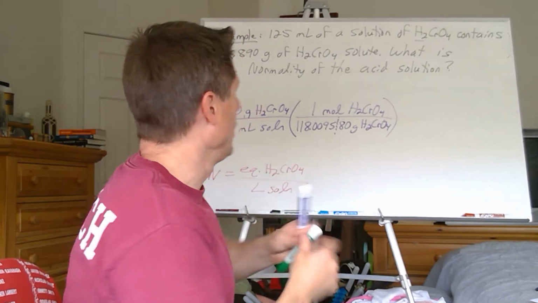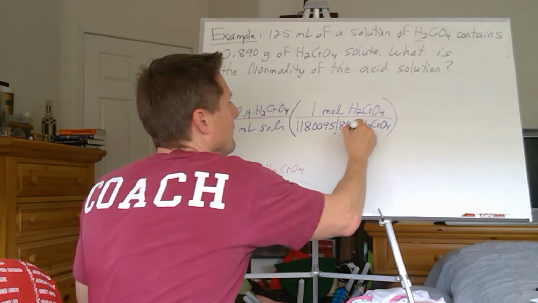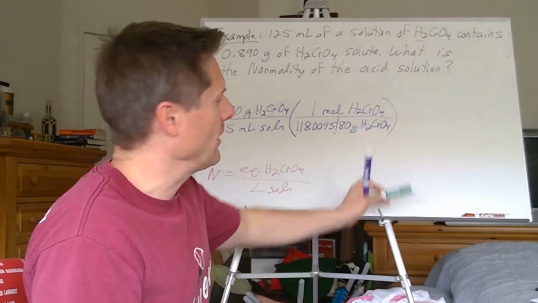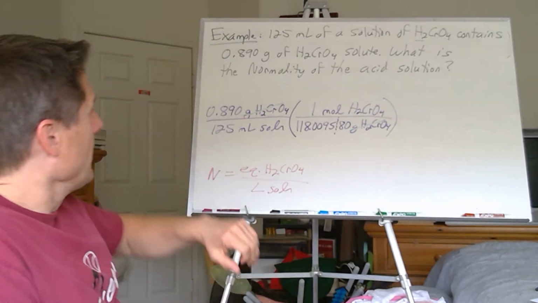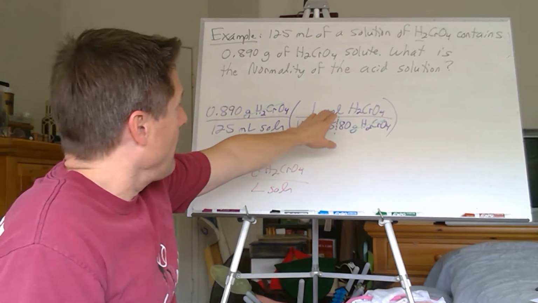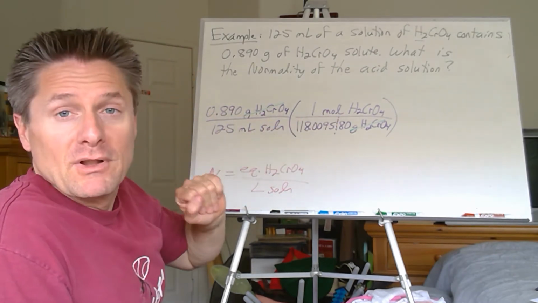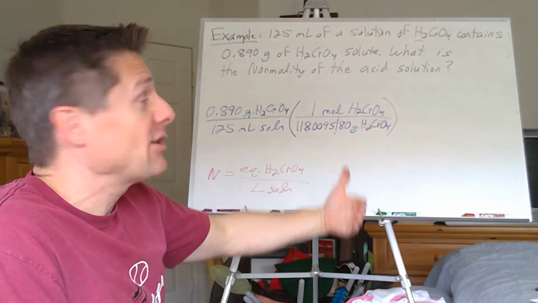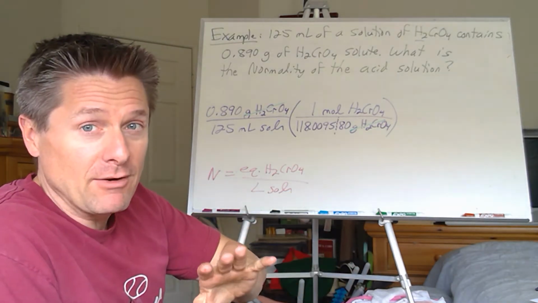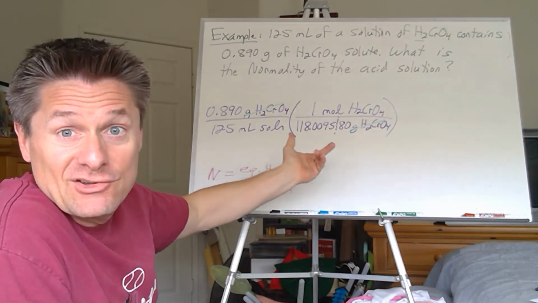No biggie, right? Let's cancel out grams of the solute. It's all unit line equations. Welcome to the meat and potatoes of chemistry. So now we have moles of solute per milliliter solution. We're not there. We got to get to equivalence. And remember, we're not solving for molarity. If we were doing molarity, we would convert that to liters and we'd be done.